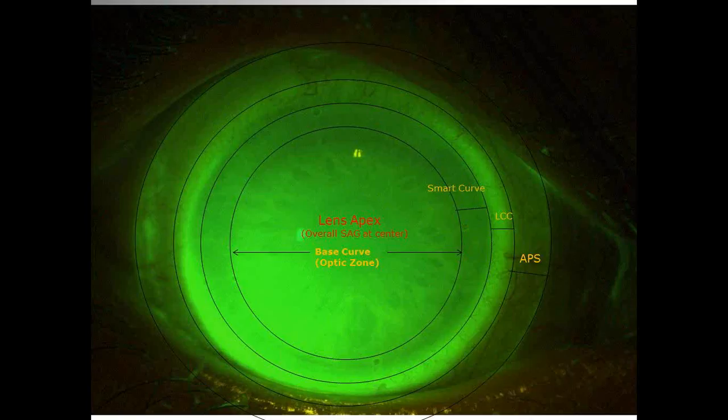And if the fluorescein pattern within the central 3 rings looks fairly homogeneous, then we know we've got the right series of lenses as well. So once we've got the right series and the right diameter, hopefully then the rest of the fit is just fine-tuning.